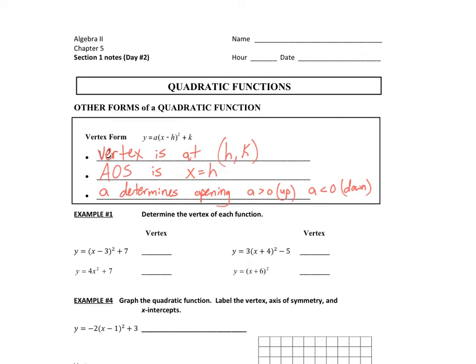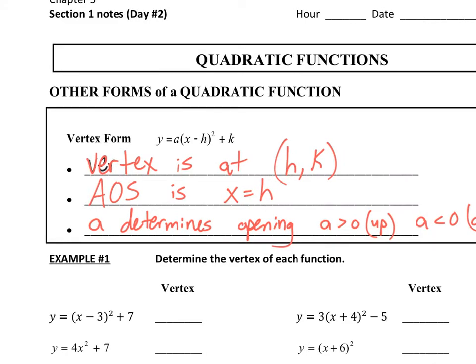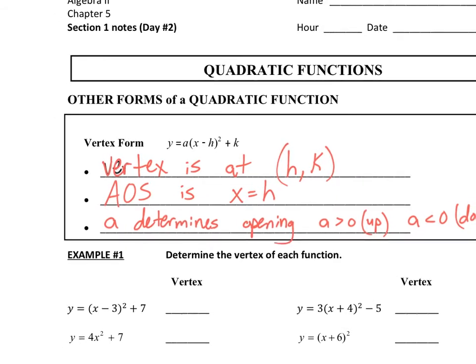All right, so the other day we covered quadratics and we talked about the standard form. Standard form is y equals ax squared plus bx plus c. Today we're going to get into two other forms, and the first one we're going to talk about is vertex form. So vertex form is kind of like the absolute value functions we talked about earlier this year.